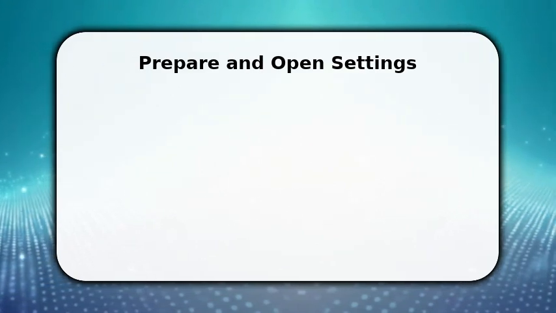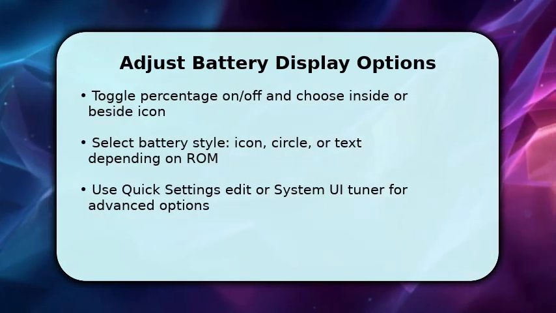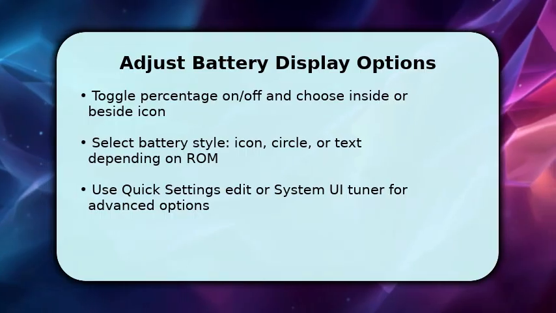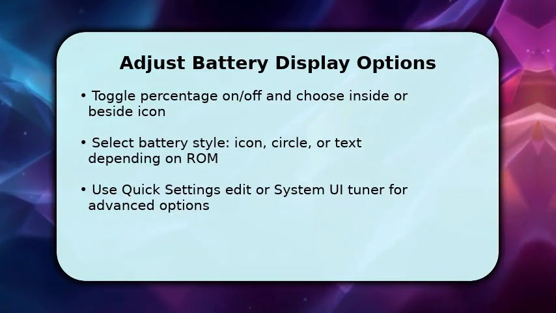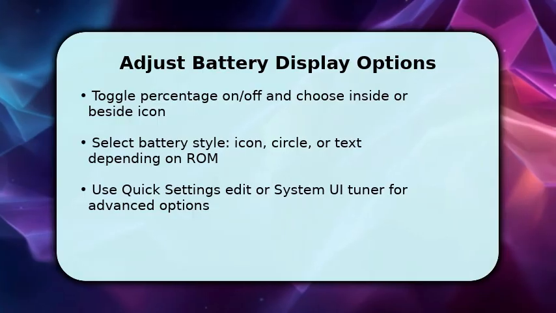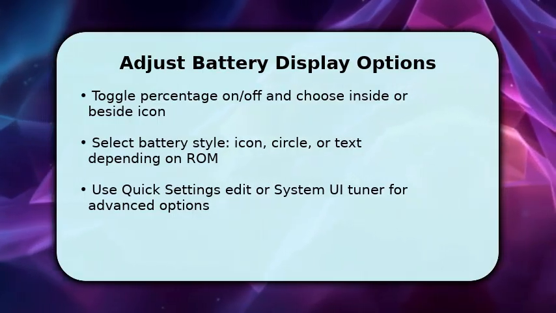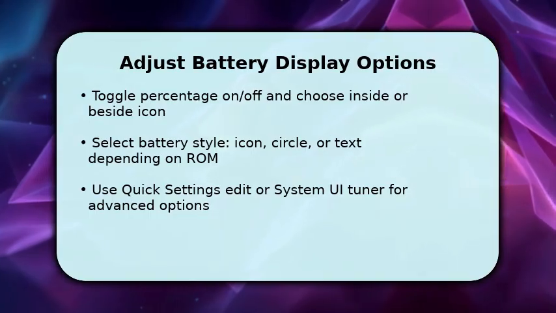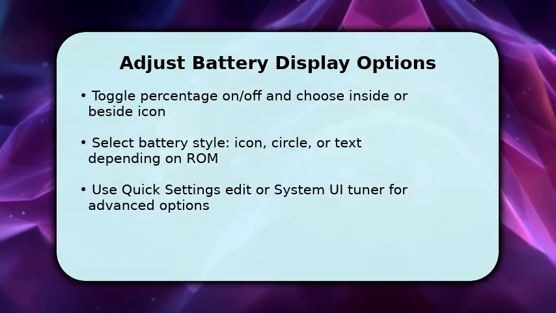You now change the visible battery elements. Toggle battery percentage on or off and select its placement. This explains how much charge is visible at a glance. Next, pick a battery style, icon, circle, or text, because visual style affects readability. If options aren't in battery, edit quick settings or use System UI Tuner to reveal advanced controls. Developer options sometimes expose additional styles.